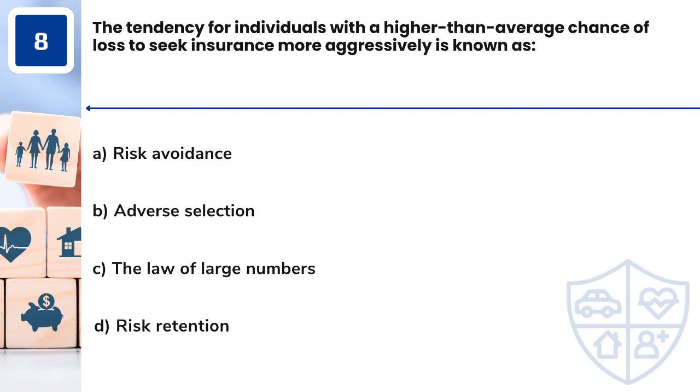Question 8. The tendency for individuals with a higher than average chance of loss to seek insurance more aggressively is known as A. Risk avoidance, B. Adverse selection, C. The law of large numbers, D. Risk retention.